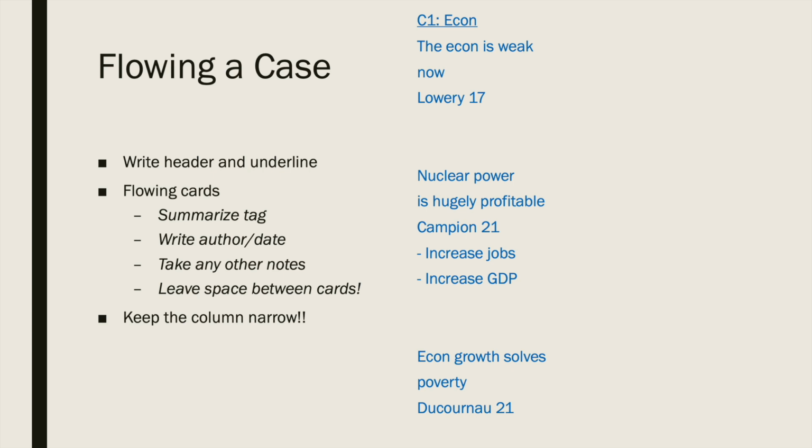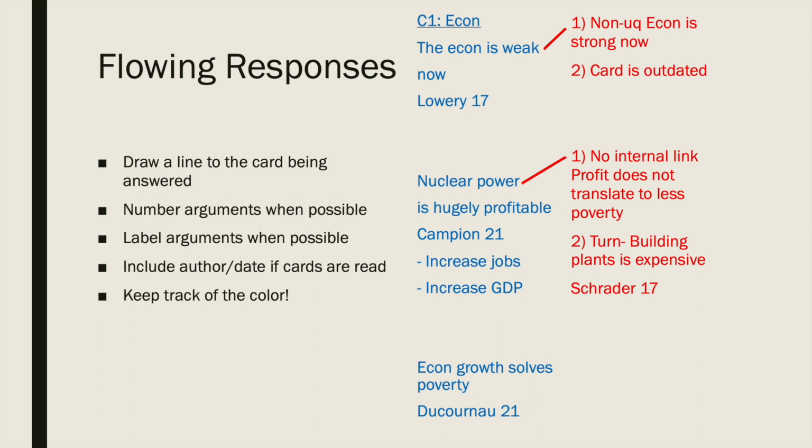Don't write out like you would normally write. Write like a couple inches in and then go down and write under it instead of writing straight across the page. And then when responses happen, the way that you typically flow responses is you draw a line to the card that is being answered, or if it's answering the whole contention, you can draw the line to just the contention 1 label. And then you just summarize what each argument is.